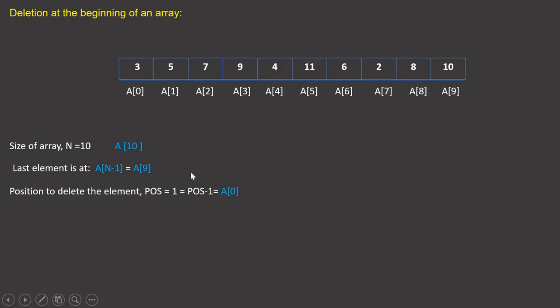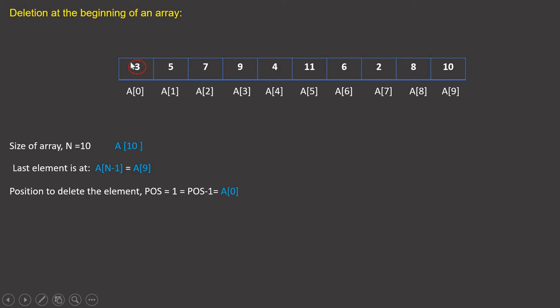So let's say we want to delete the element at position number 1. Position 1 means that we are talking about this, and if we say index number 1, we are going to talk about this. So position number 1 means position minus 1, which is equal to the first index, which is 0. Okay, so let's say I want to delete this value right at the beginning.